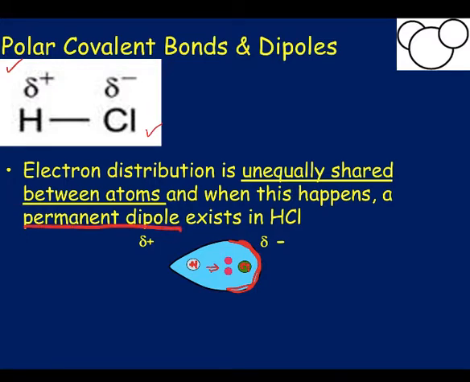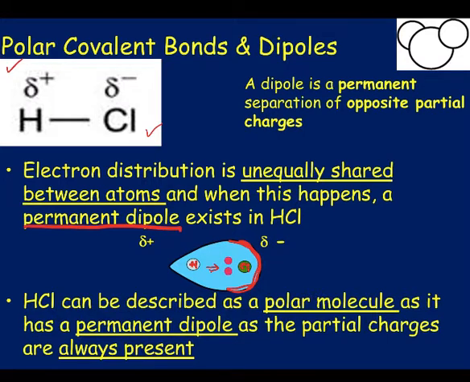Okay, so that's a real new word. So HCl can be described as a polar molecule as it has a permanent dipole. What that means is that in every HCl you will have this delta plus and this delta minus. They will exist all of the time. They don't disappear, they don't take a holiday, they are always there.